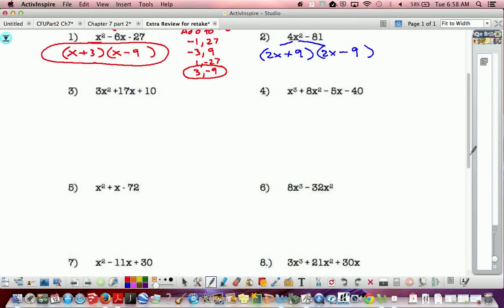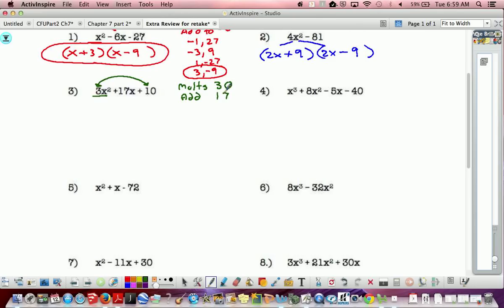All right, continuing on with number 3. Number 3 is a more challenging one. This is one where we do have a lead coefficient of 3. But 3 doesn't go into 17 or 10, so I can't factor out a greatest common factor. But I do it just like I do number 1, except what I'm looking for is multiples of, I take the 3 times the 10. So I'm looking at multiples of 30 that add to 17.